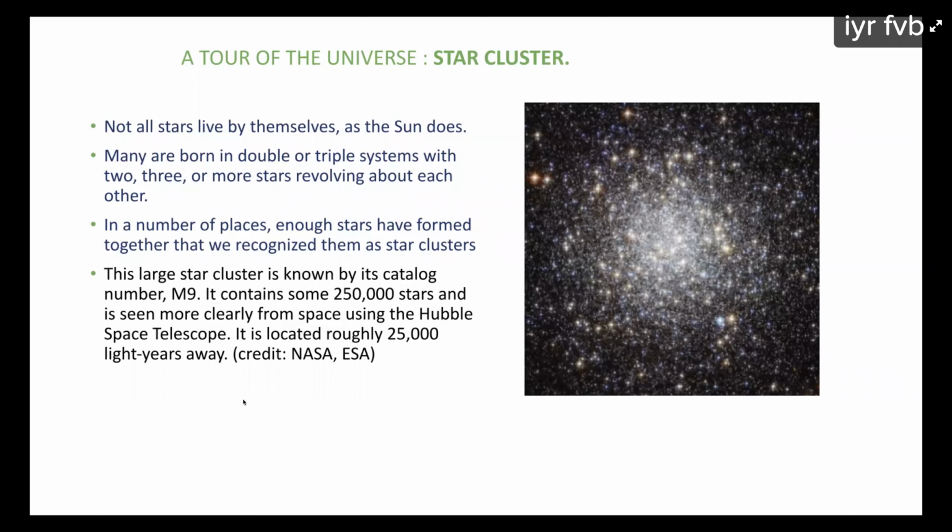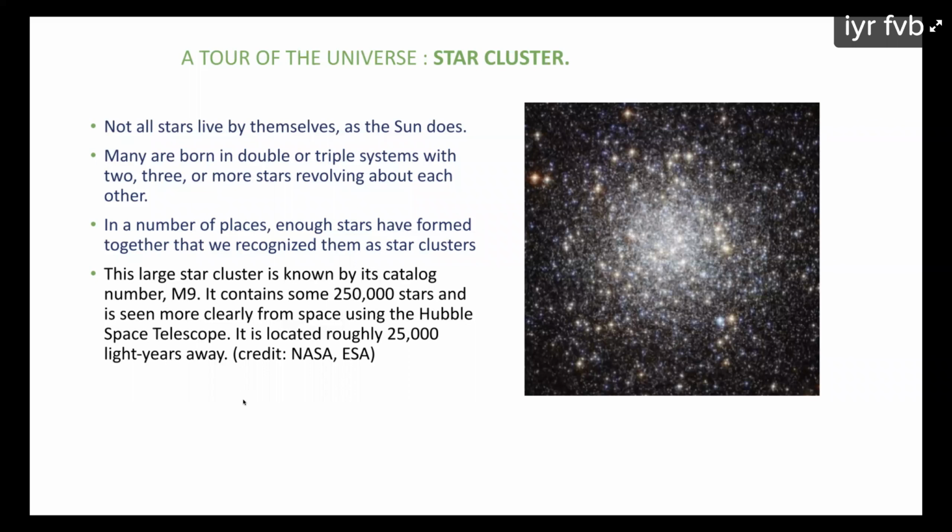Now, the star cluster that you see here on the right-hand side is called M9. That's the catalog number given to this particular star cluster. And this star cluster has around 250,000 stars, right? This image is taken from the Hubble Space Telescope. Remember that you cannot see all these stars with the naked eye. This is the magic that the Hubble could do, right? It has the ability to take these nice pictures of different objects in space.